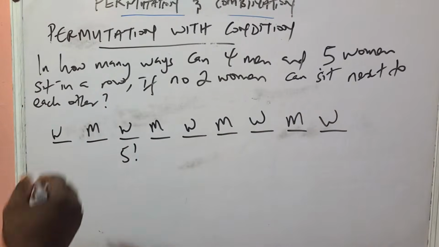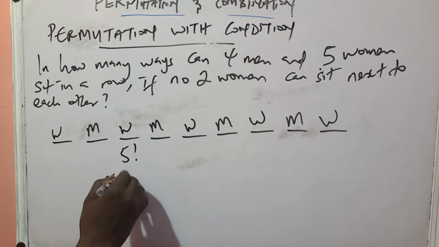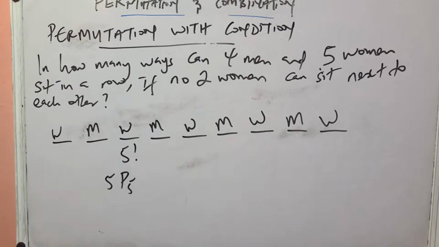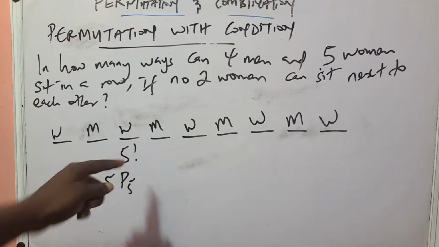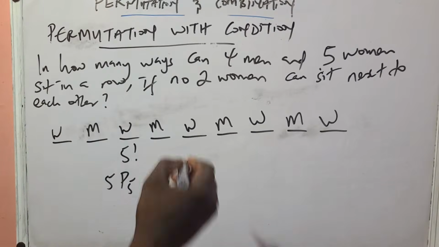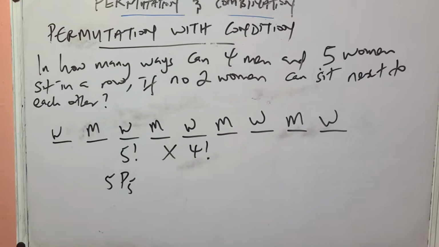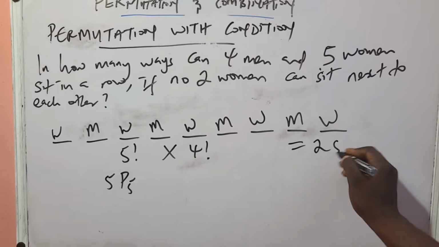It is more like you have 5 seats and you're arranging the 5 seats. You have 5 women, you're arranging the 5 women. So it's going to be 5 arranging 5 of them. That'll be 5 factorial. And for the men, of course, 4 factorial also. So that will be 5 factorial times 4 factorial. What does it give you? It obviously will give you 2,880.